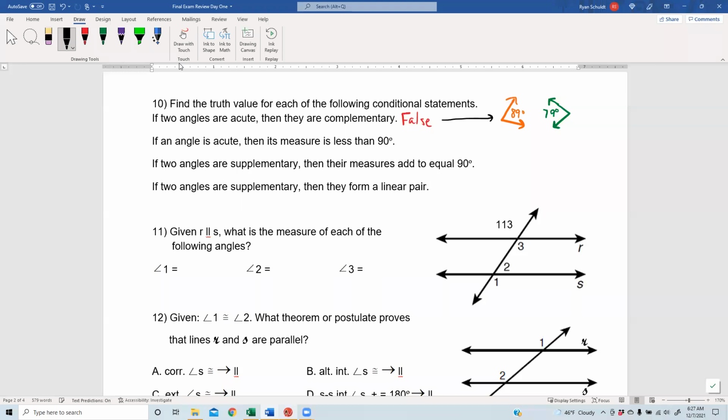If an angle is acute, then its measure is less than 90. Yeah, that's true. That's the definition of an acute angle.